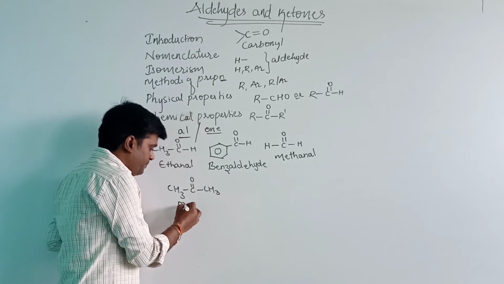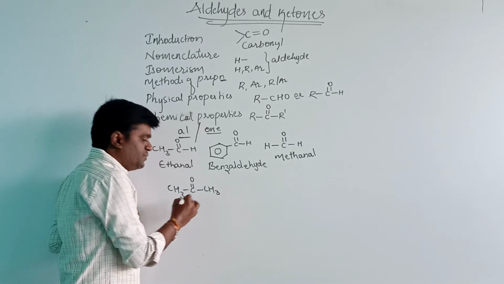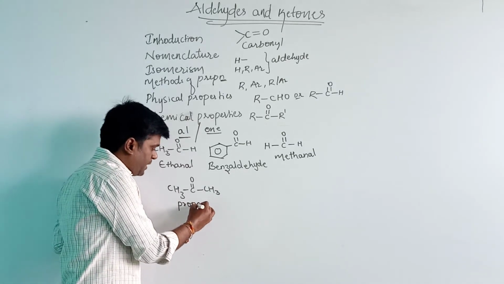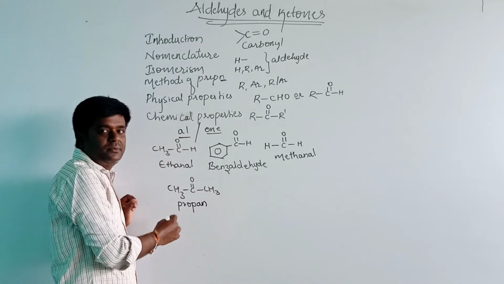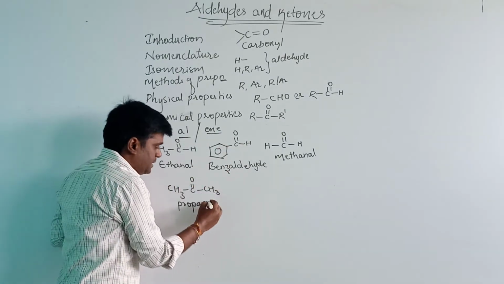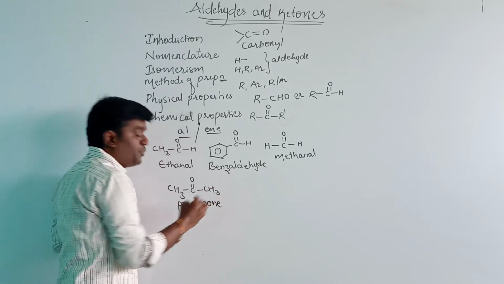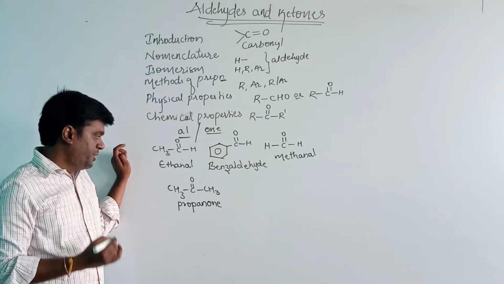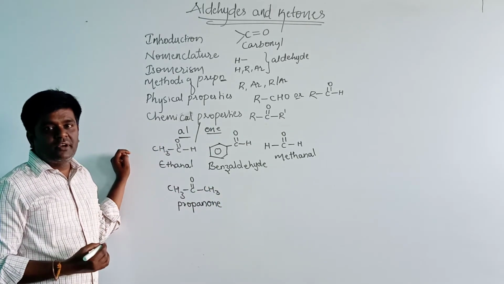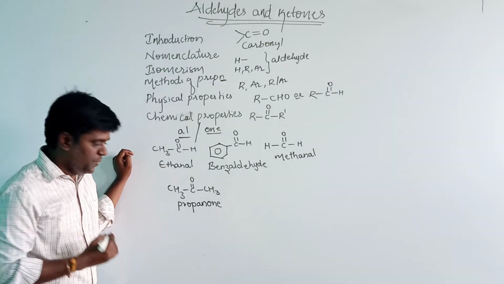Then prop. Prop is the root word, and it is a saturated propane. The terminal e is replaced by the one. That is, the name of the compound is propanone. The IUPAC name is propanone, and the general name for the compound is acetone.